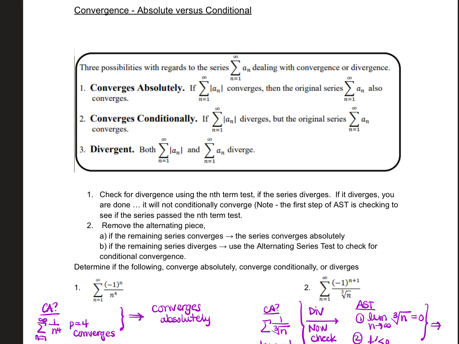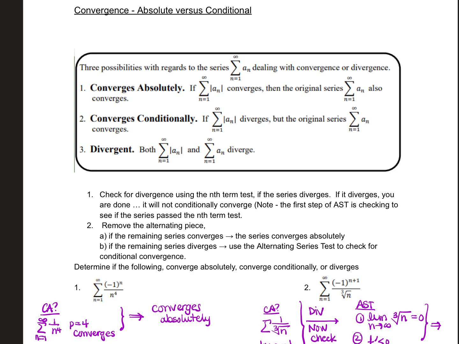If the non-alternating part does not converge, and you move on to AST, the alternating series test, and you can get convergence then, that is called conditional convergence, which is a weaker statement. And of course, if you get divergence any way along the path, then it diverges.